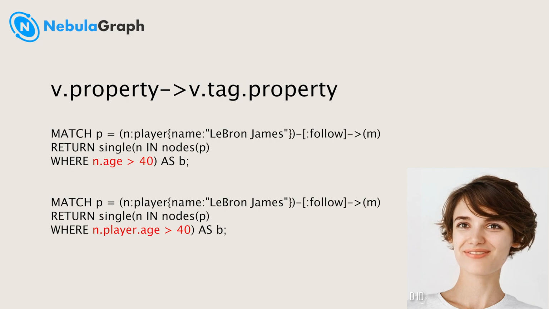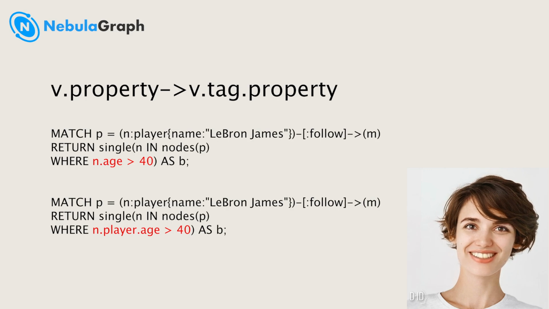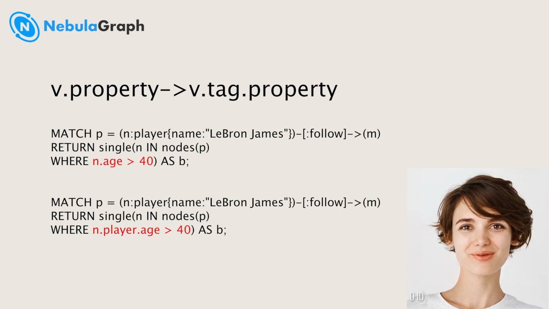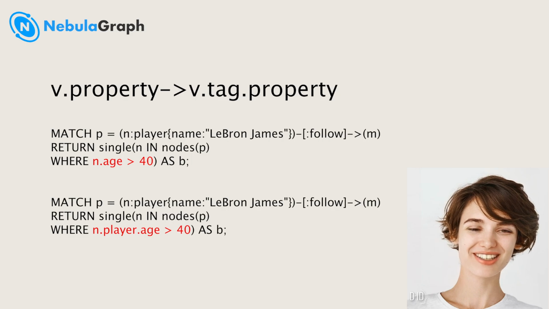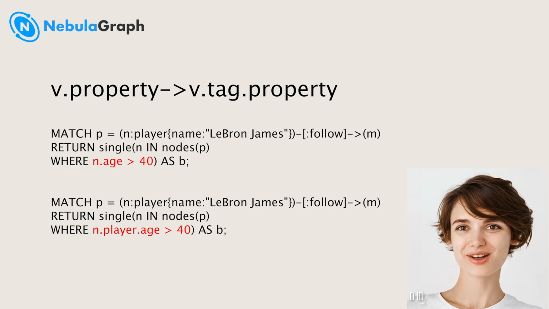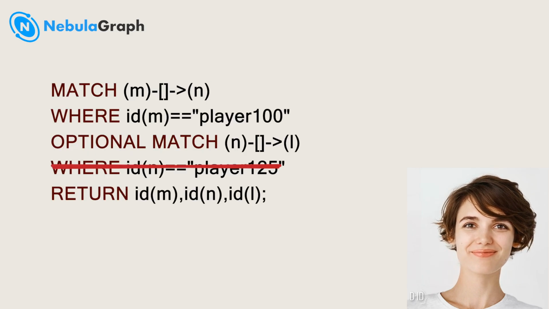In previous versions, accessing the property of a tag on the v node in the existing query statement as displayed in the picture was allowed. Now in version 3.4.0, you need to use v.tag.property to indicate the tag property, which can avoid the issue caused by duplicate property names of different tags. We have disabled using the where clause and optional match to filter data.